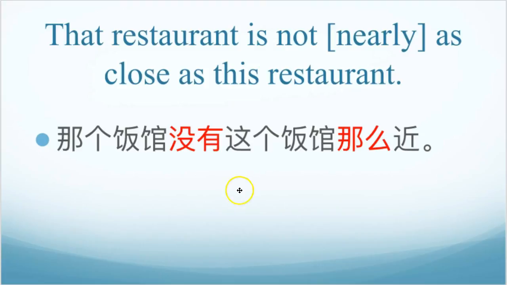You're saying, well, compared to, for example, where I am at right now, this restaurant is not as close as this restaurant. It's all relative, right? It just depends on where you're standing. So, 那个饭馆, that restaurant is definitely not as close, it's not nearly as close as 这个饭馆, this restaurant. And it all depends on your relative location compared to those two restaurants.